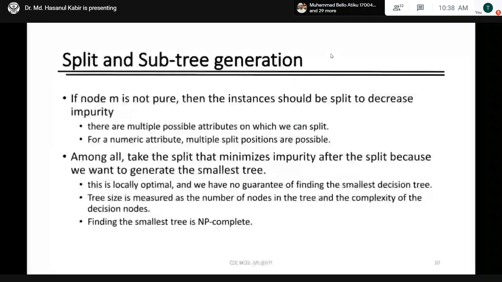4. 4, right? That means the number can be in between 1 and 2, 2 and 3, 3 and 4, and 4 and 5. That means you will have 4 different split positions, right? Yes or no? Yes, sir.